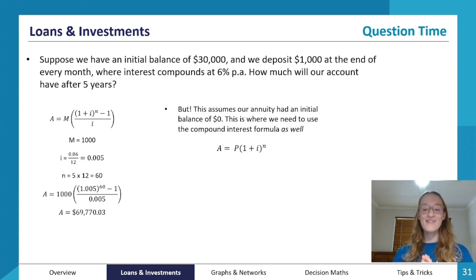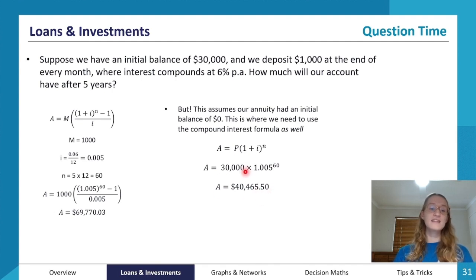So back to our friendly compound interest formula. Our initial value was $30,000 and it's growing by a factor of 1.005, and it's going to do that 60 times over. That gives us $40,465.50. You can see there are these two elements here. This is the money from our regular periodic deposits plus the interest based on that. And this is our initial amount, $30,000, plus the almost $10,500 of interest that they've gained on that initial amount.